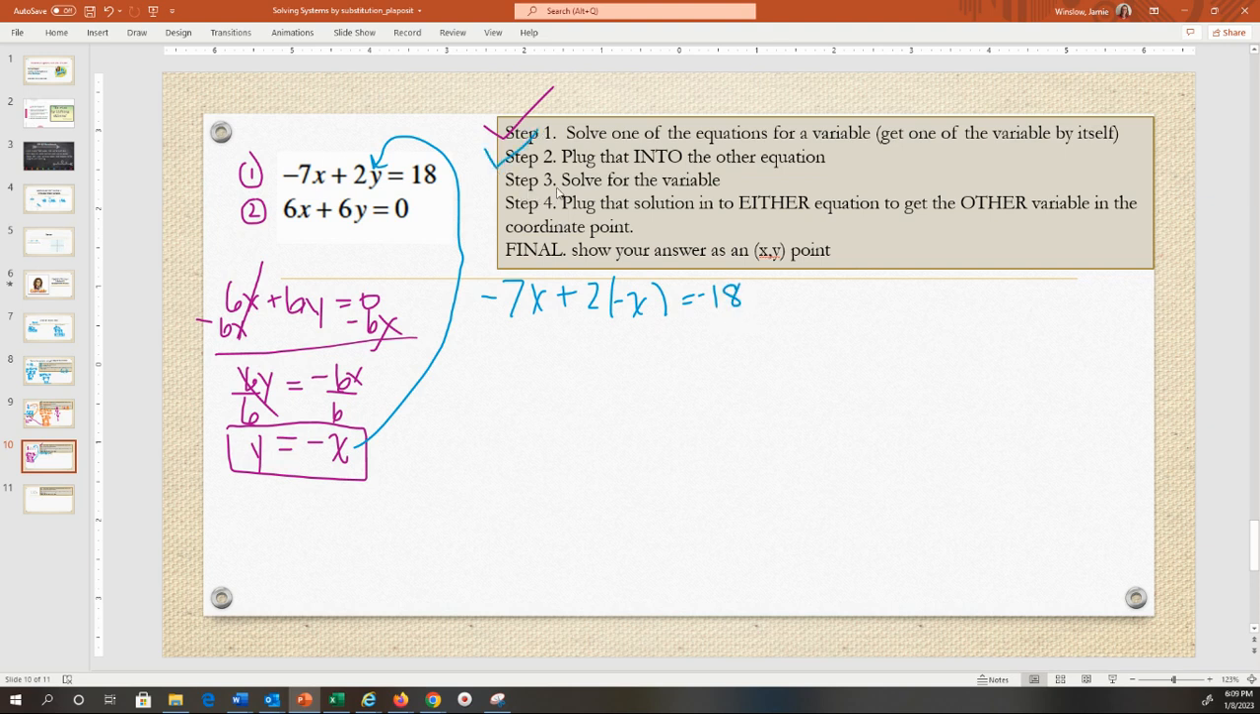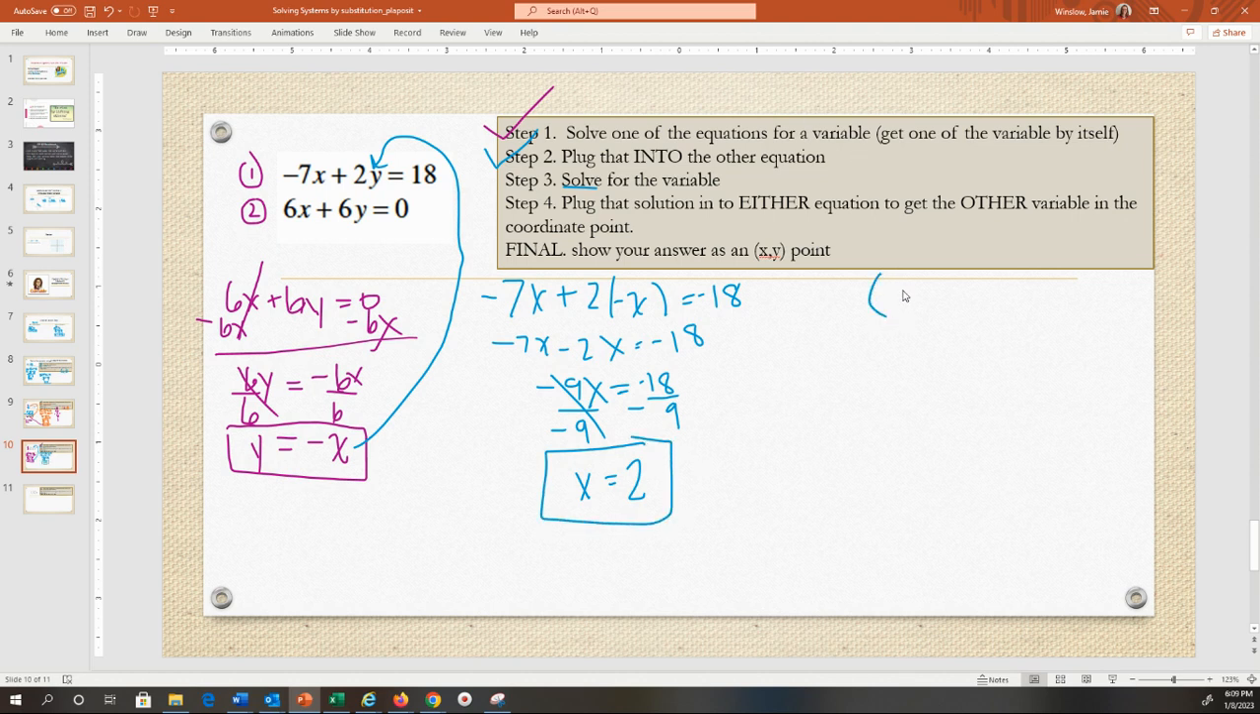Step 2 is done. Step 3, let's solve. So we have x's here. We're going to solve for x. This is negative 2x. Combine like terms. So we get negative 9x equals 18, negative 18. And divide both sides by negative 9. X equals 2. Yay! We found x.